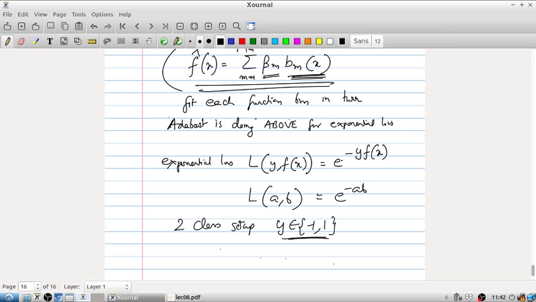Whereas if the signs don't align, you have an e to the power positive term, so you're really penalizing for not being aligned. That's what exponential loss means. Any other questions?